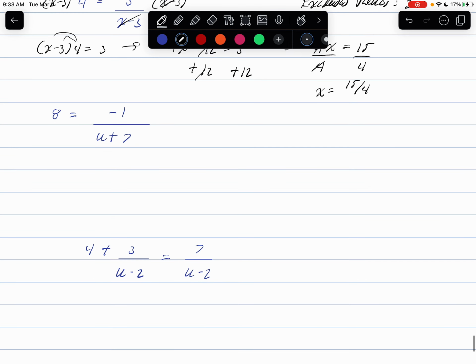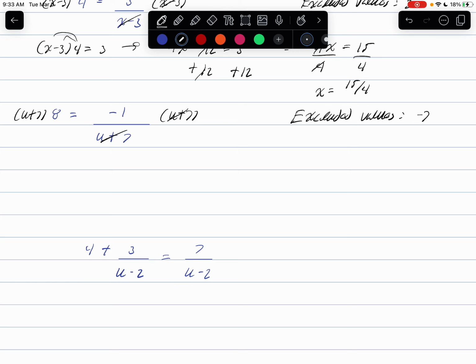All right, so now let's look at 8 is equal to negative 1 over u plus 7. So very similar to last time. Let's go ahead and multiply both sides by u plus 7. The u plus 7's here will... Oh, I'm sorry. We need to back up. It's very easy to forget this. Excluded values here. We have u plus 7 in the denominator here, so that means that negative 7 is going to be off limits because negative 7 plus 7 is 0, and we can't divide by 0. Okay, so now we're good.